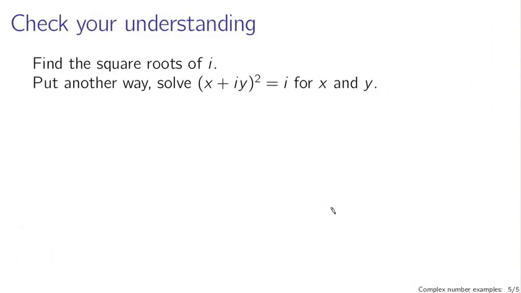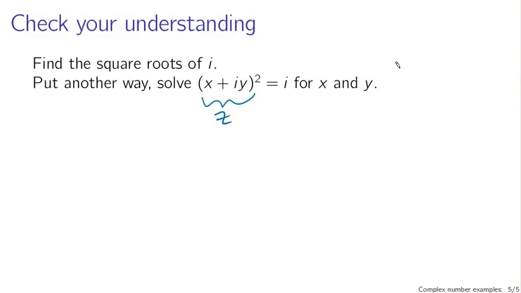To check your understanding of this, a slightly simpler problem is to find the square roots of i. Put another way, you've got z, some generic complex number, equal to x plus iy, quantity squared, and that's going to equal i. Expand this out and solve for x and y in the two equations that will result from setting the real and imaginary parts equal to each other. And same as with the cube roots of 1, the square roots of i will also fall on a circle of radius 1 in the complex plane.